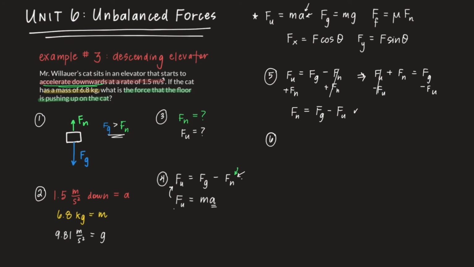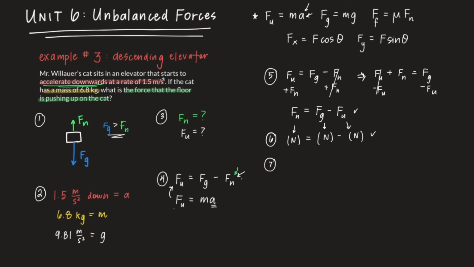So step 6, just checking our units for this rearranged equation. We know that the normal force is measured in newtons. We know that our force of gravity is measured in newtons. And since the unbalanced force is a force, it's going to be measured in newtons. And newtons minus newtons still gives us newtons, so we're good there.